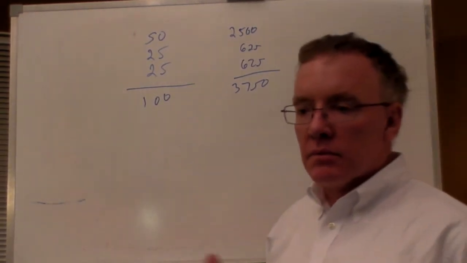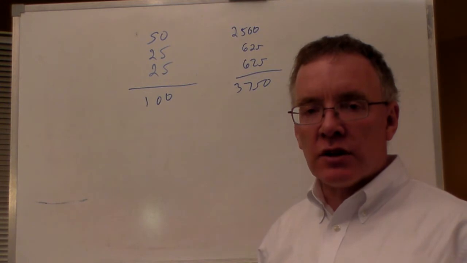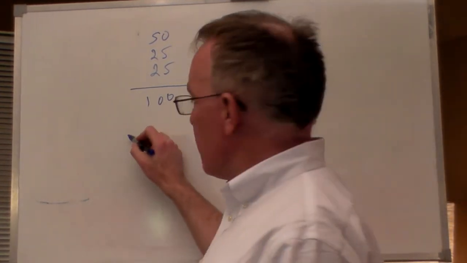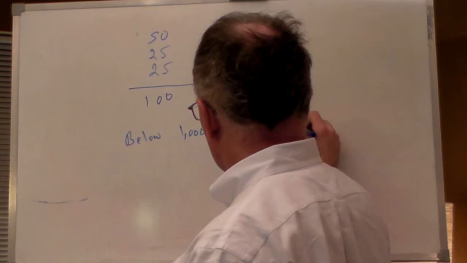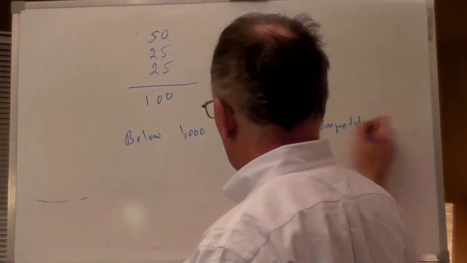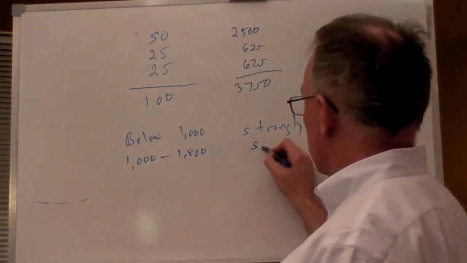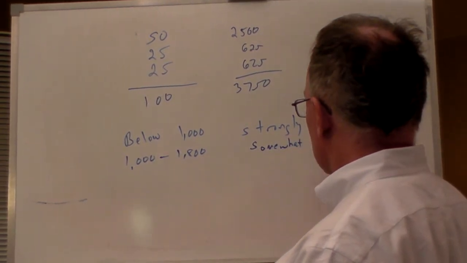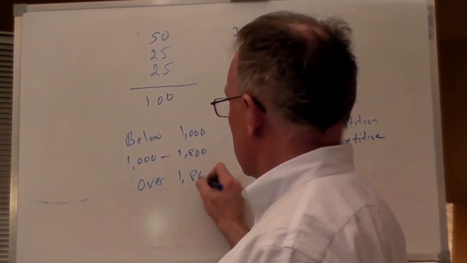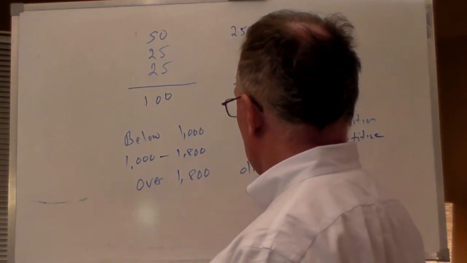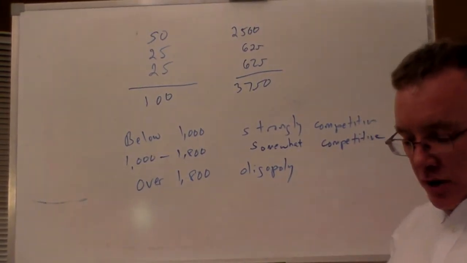The Justice Department, which is responsible for enforcing the antitrust laws and determining whether an industry is competitive or not, basically uses a rule of thumb that below 1,000 is considered strongly competitive. If it's 1,000 to 1,800, it's considered somewhat competitive. And if it's over 1,800, it's an oligopoly. So clearly, the industry in our example would be well into the oligopoly range.